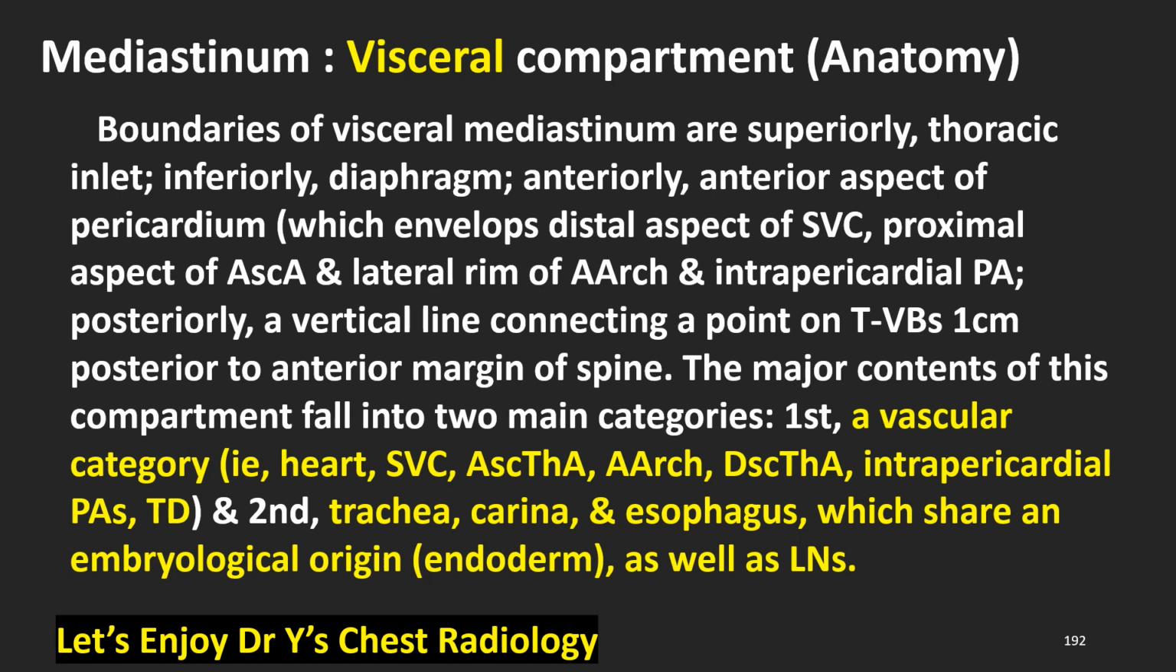The major contents of this compartment fall into two main categories. First, a vascular category, in other words, heart, superior vena cava, ascending thoracic aorta, aortic arch, descending thoracic aorta, intrapericardial pulmonary arteries, thoracic duct, and second, trachea, carina, and esophagus, which share an embryological origin, endoderm, as well as lymph nodes.